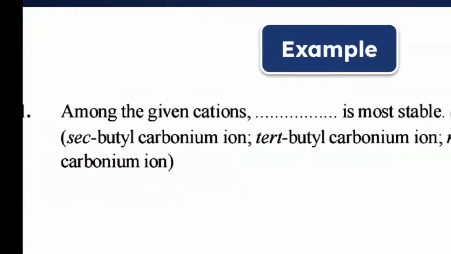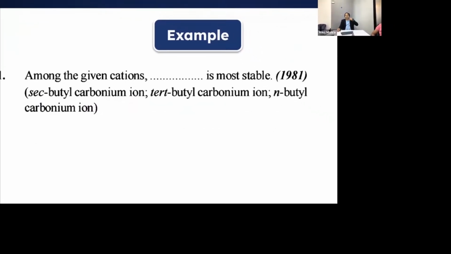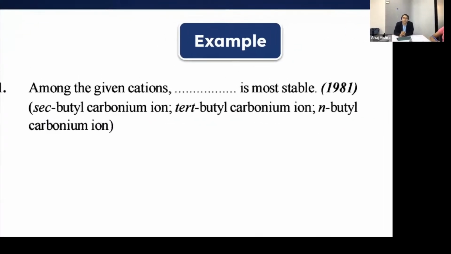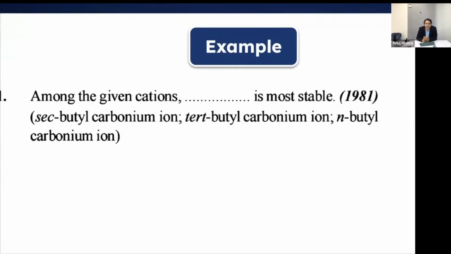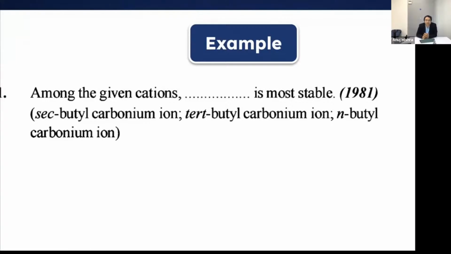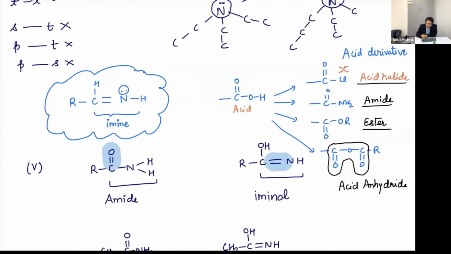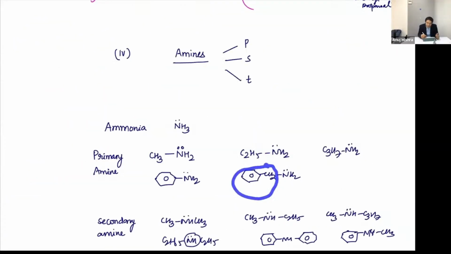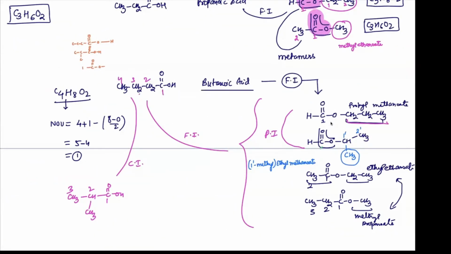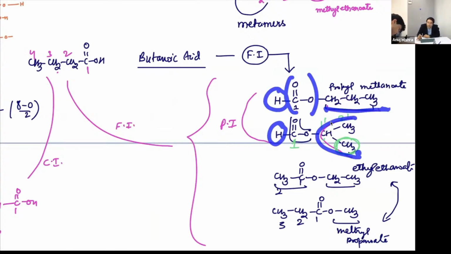Okay, start with the first question itself. Try to draw these structures also. Among the given cations, which one is most stable? Now remember, carbonium ion or carbocation is the same thing. C plus charge. So I'm putting OH on carbon, and then the compound is a primary ion. The first compound, propane.